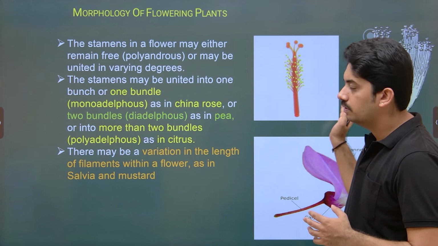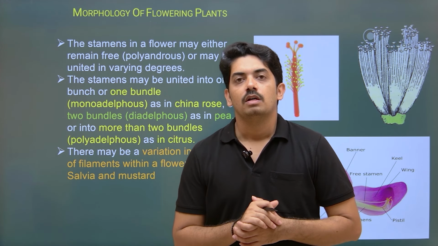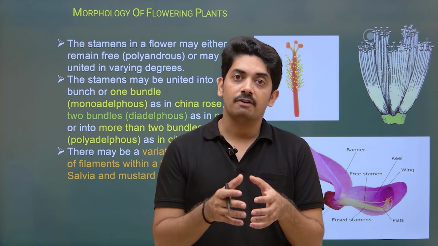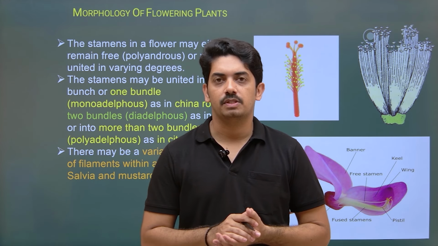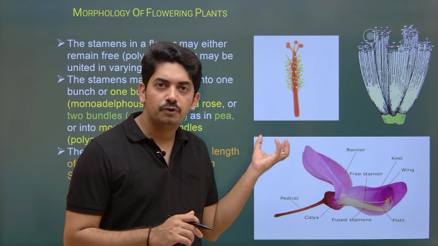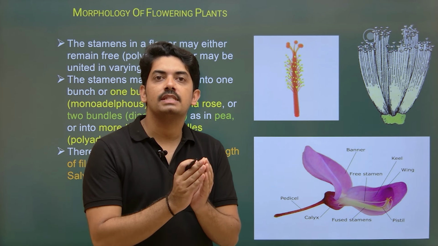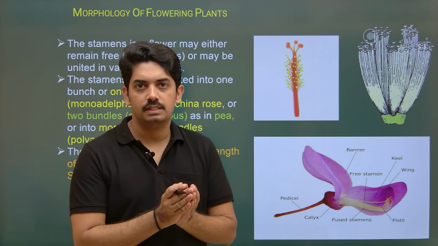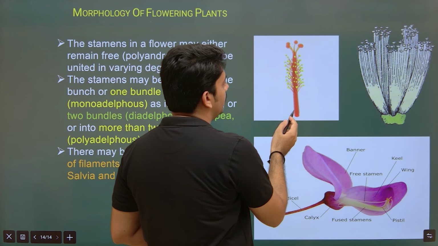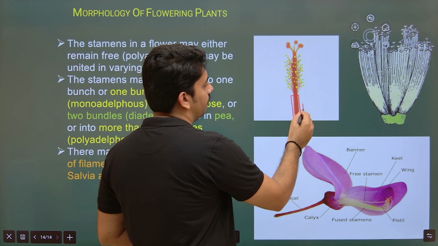Now, if you observe the stamens, they are arranged in different orders. Sometimes all the stamens are free, sometimes all the stamens are fused. If they are fused, again there are different types. If stamens are fused, it is called adelphous. If all the stamens fuse to form a single bundle, it is called monoadelphous condition. Hibiscus is the best example, where you can observe all the stamens fused to form a single bundle. So this is the single bundle. Monoadelphous condition.